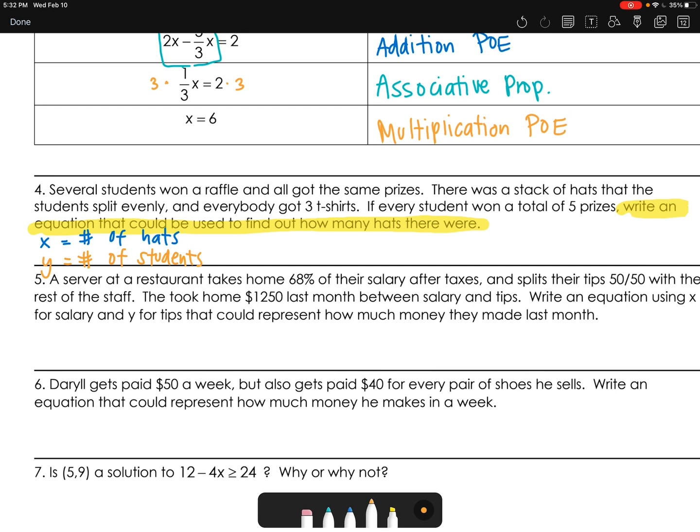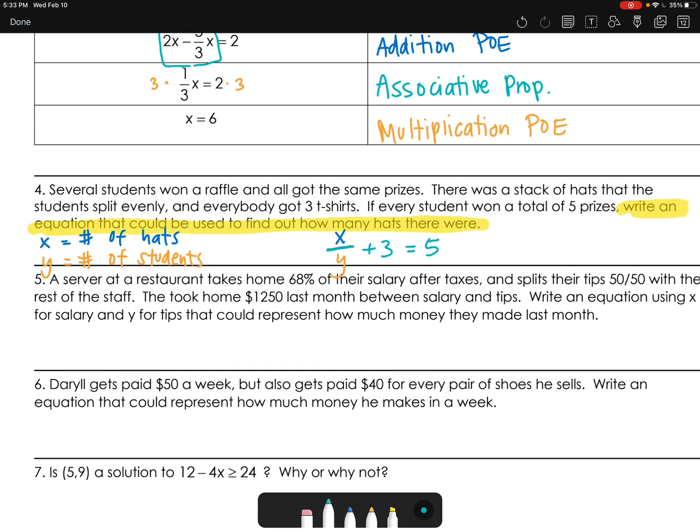Okay, so the total number of hats were split evenly amongst all of the students. And every student got 3 t-shirts. And that's going to equal a total of 5 prizes. This is a tricky problem, to say the least. But this would be the equation you would want to think of.